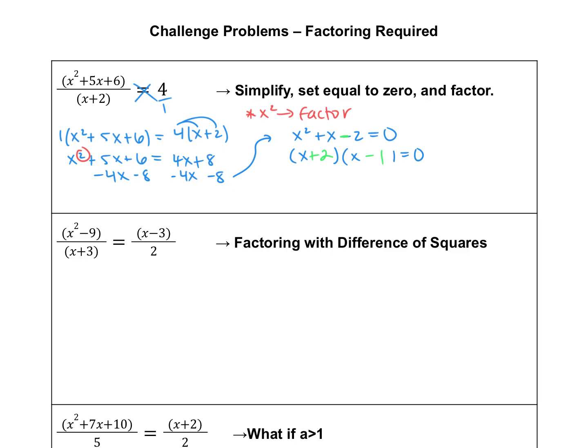So then, we're almost done. We have x plus 2 is equal to 0, or x subtract 1 is equal to 0. So we get x equals negative 2 and 1.